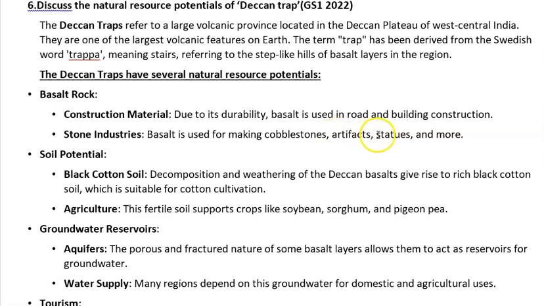Then for construction of statues, sculptures, artifacts, etc., this basalt rock could be used. Easy, right? Then soil potential, obviously. The first point is rock, then the second point will be soil, right?